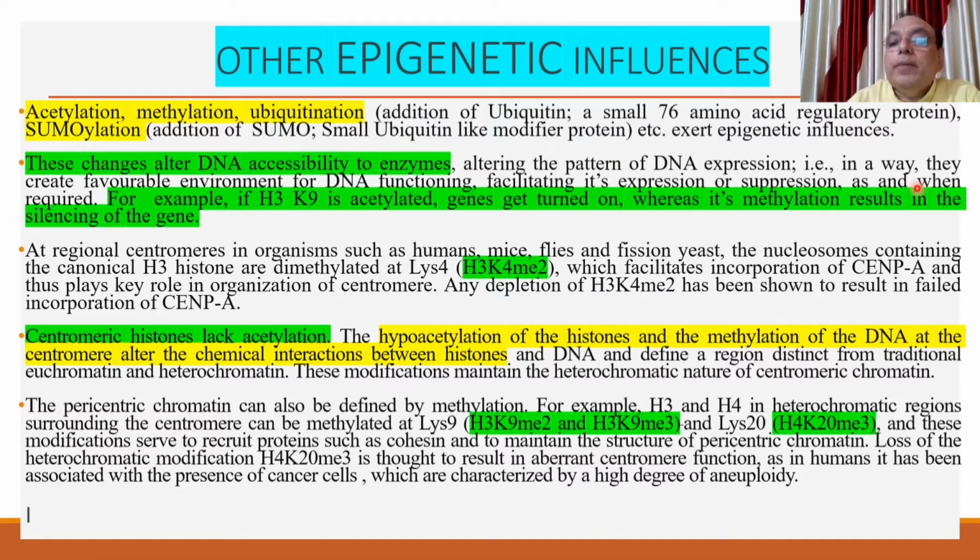So you see here that this histone core has DNA wrapped around it, and acetylation, methylation, ubiquitination, sumoylation, or phosphorylation may take place by adding these groups, and their addition will have impact on the expression or suppression of this DNA.